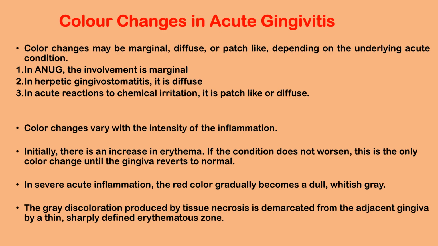Color changes vary with the intensity of inflammation. Initially, there can be increased erythema. If the condition does not worsen, this is the only color change until the gingiva reverts to normal. In severe acute inflammation, the red color gradually becomes a dull whitish gray. The gray discoloration produced by tissue necrosis is demarcated from adjacent gingiva by a thin, sharply defined erythematous zone.